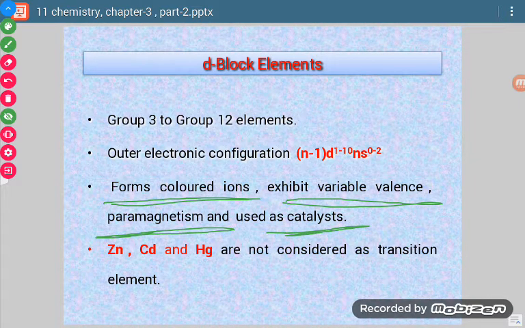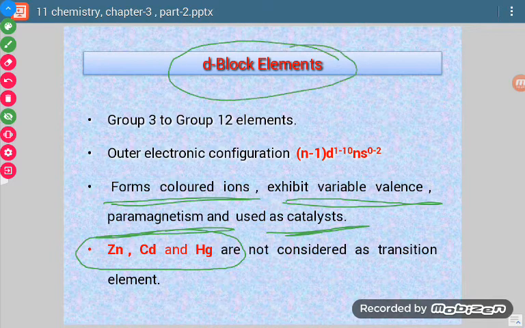Okay, now these are the elements zinc, cadmium and mercury. They are in the last group of the d block elements. The last group of d block elements is group 12. So in group 12 these elements belong. Okay, so these elements are not considered as transition elements.